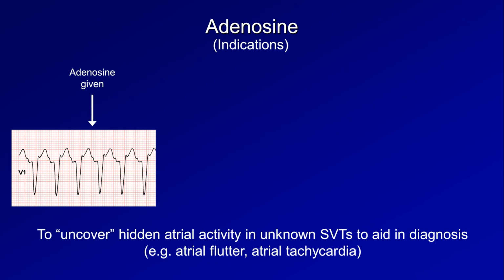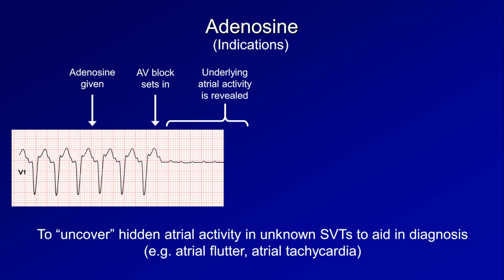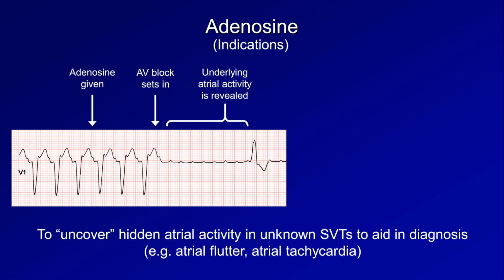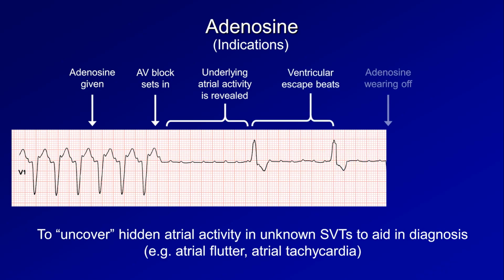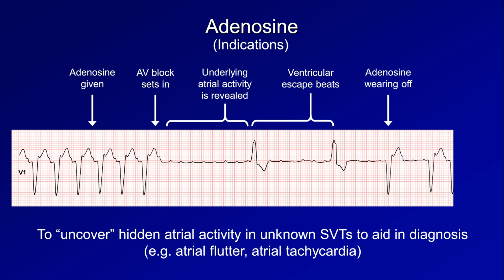Adenosine is given here, and after just a second, AV block kicks in, and the underlying atrial activity is revealed. In this case, the extremely rapid rate of atrial activity is indicative of flutter. Then, since the ventricles haven't seen any activity from above, a latent pacemaker located within the ventricles starts to spontaneously fire, giving you what are called ventricular escape beats on the EKG. Then the adenosine starts wearing off with one conducted QRS complex before the patient falls back into the previous tachycardia, which you now know to be atrial flutter with 2:1 AV block.